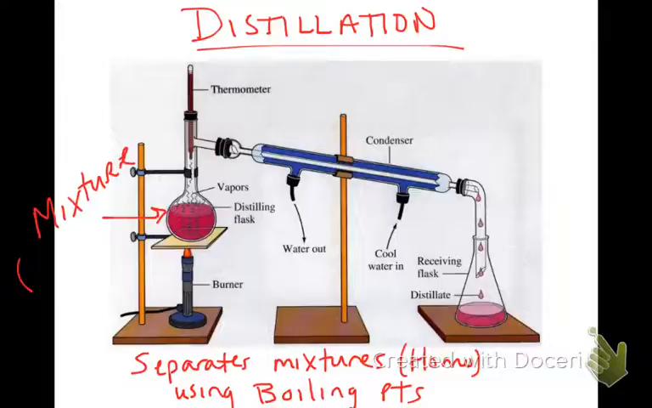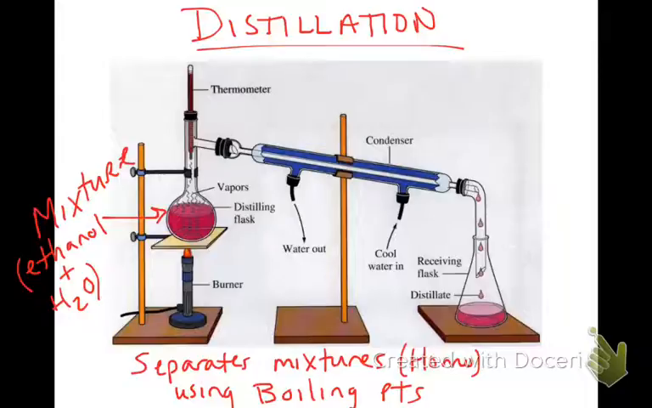Let's say we're talking about ethanol and water. So they're both colorless liquids. They have 2 different boiling points. So what we have is a mixture of alcohol and water. We put it into that flask.